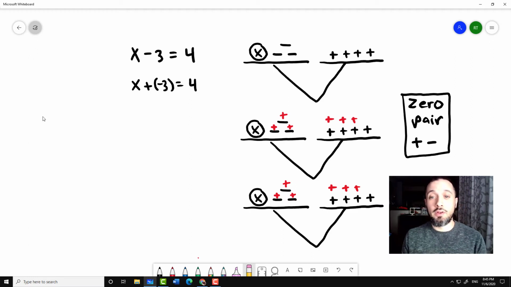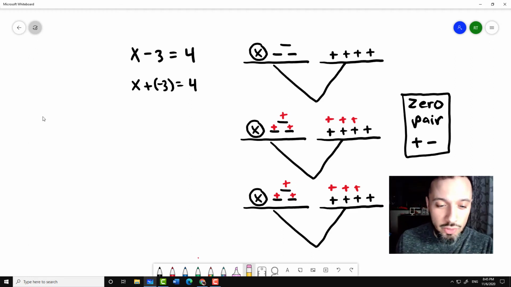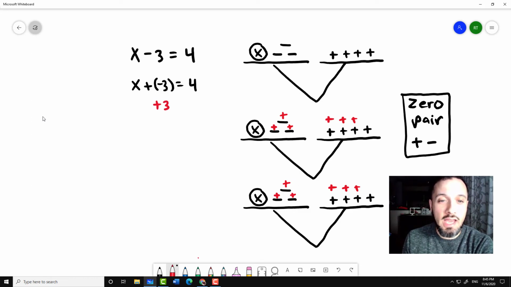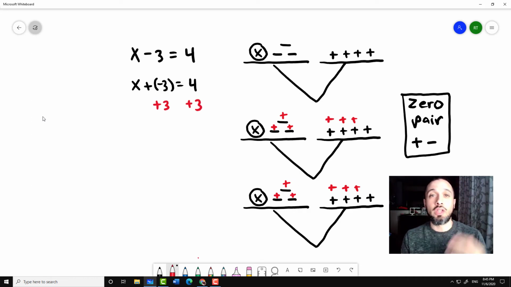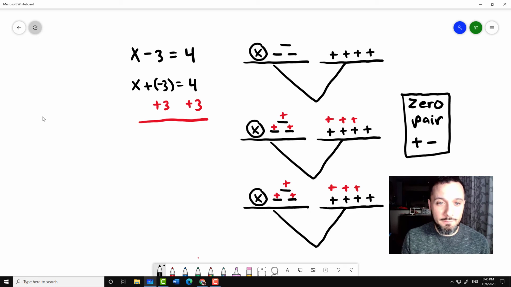Okay, so now remember, let me actually add that stuff over here. So we ended up adding 3 on one side and 3 on the other. So we introduced 3 positives on the left side, 3 positives on the right side. Now we're going to simplify.